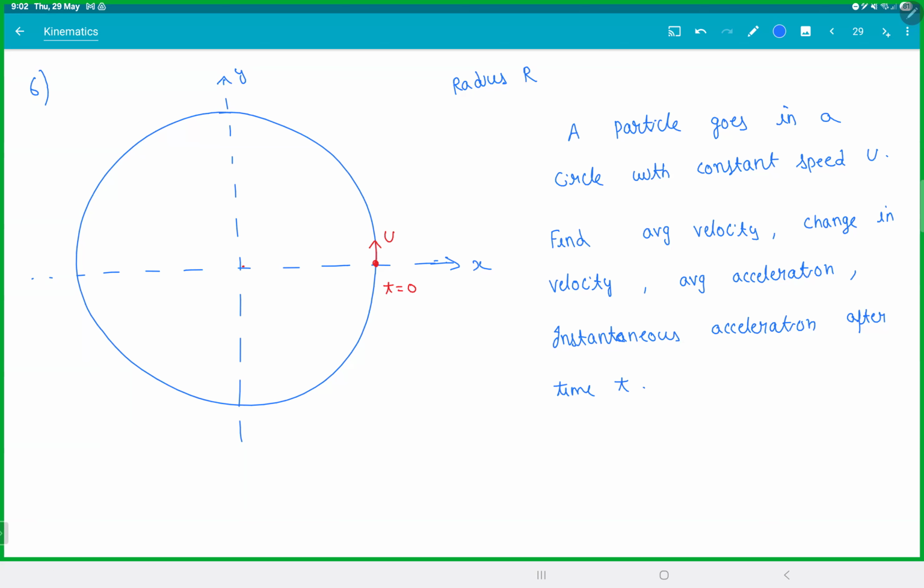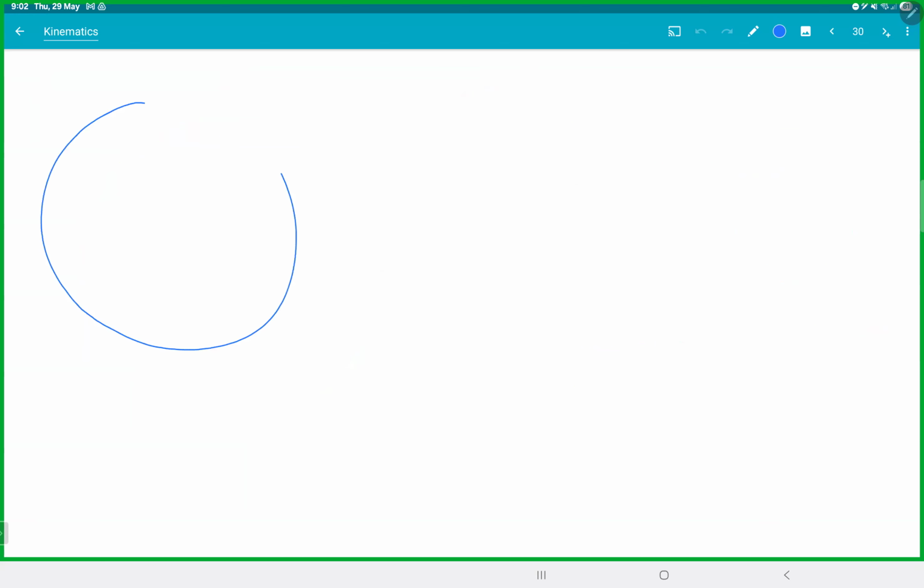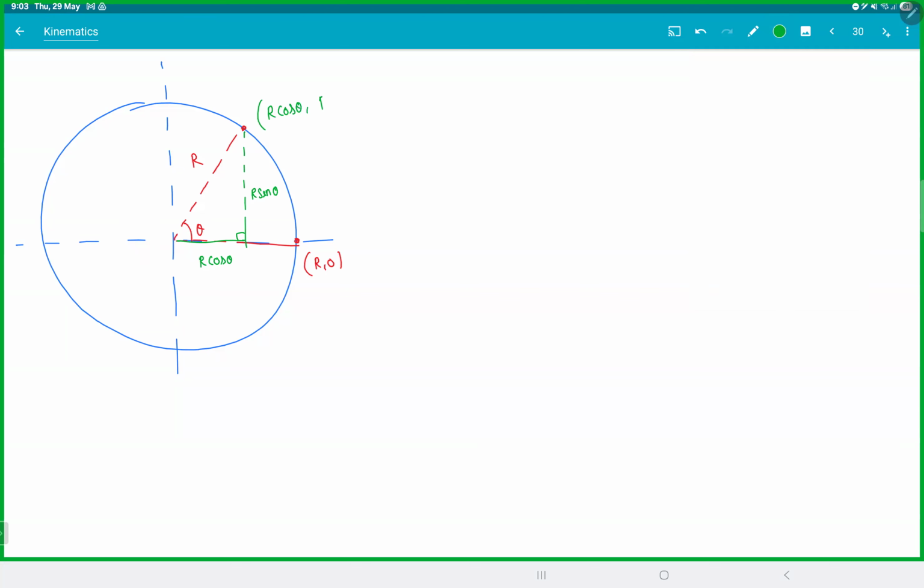Let me help you with the first one. Again, what is the definition? Average velocity is displacement by time. What is displacement? Change in position. So after time t, your particle from here must have gone somewhere here. Let this angle be theta. So these coordinates are r comma 0. This point's coordinates will be r cos theta and r sin theta, so r cos theta, comma r sin theta.